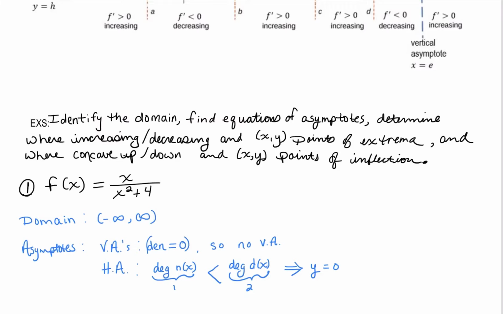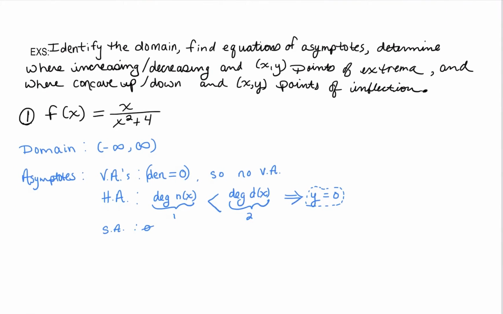If the degree of the numerator is bigger than the denominator, there's no horizontal asymptote. If they're equal, it's the ratio of the lead coefficients. And there's no slant asymptotes. That's if the degree of the numerator is exactly 1 more than the degree of the denominator. So we don't have any slant asymptotes either. It looks like just one horizontal asymptote in this case.